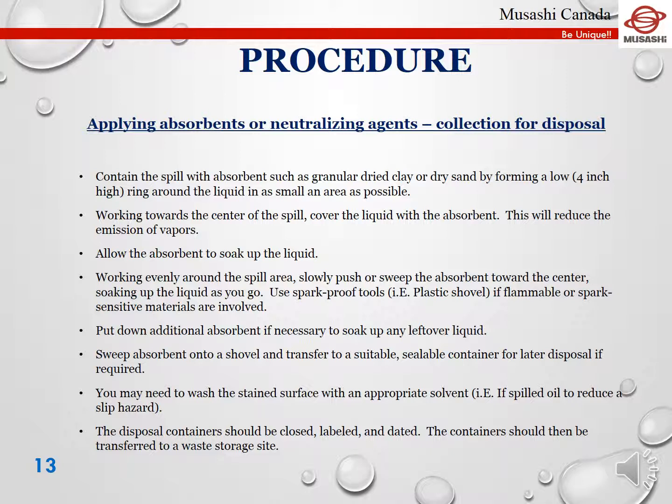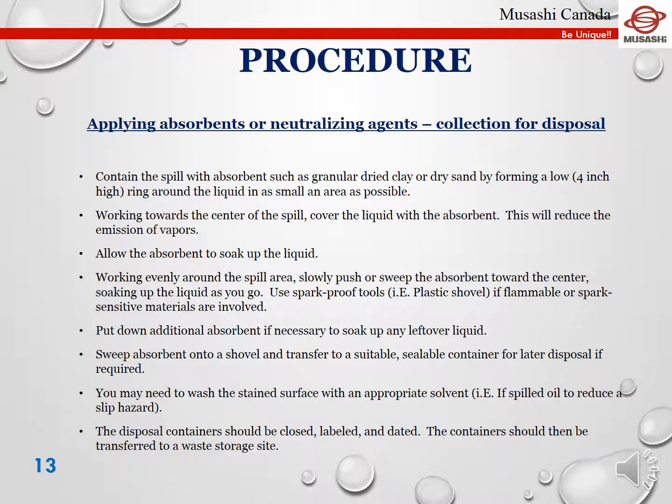Collection for disposal. Contain the spill with absorbents such as a granular dried clay or dry sand by forming a low 4-inch high ring around the liquid in as small an area as possible. Working towards the center of the spill, cover the liquid with absorbent. This will reduce the emission of vapors. Allow the absorbent to soak up the liquid.